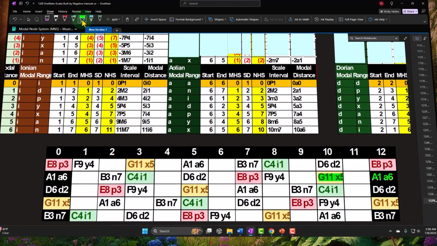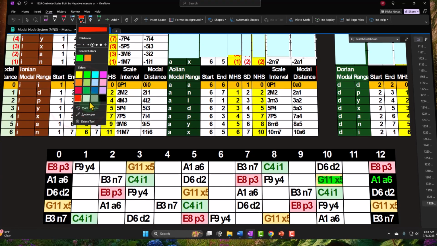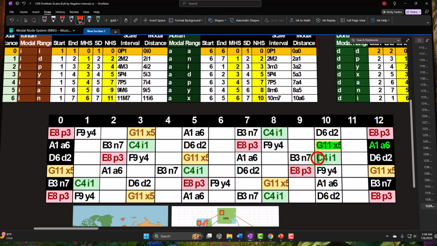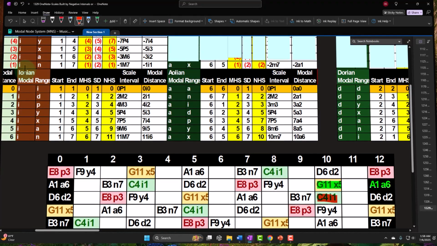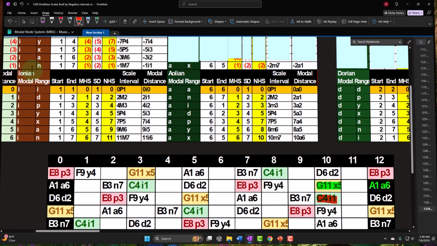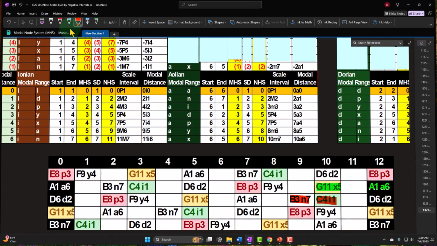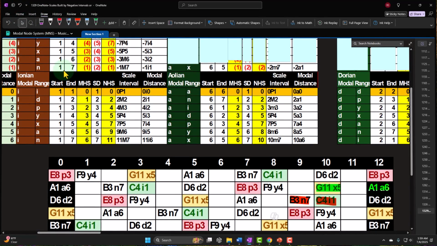Let's go up here and make a red one and say if we were on the Ionian, and we went back, you will recall, it would be going Ionian back to the Locrian, boom, here. Let's make this one the pointer again. So that would be a 1-7 modal range.